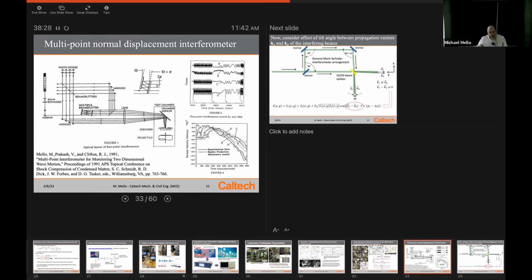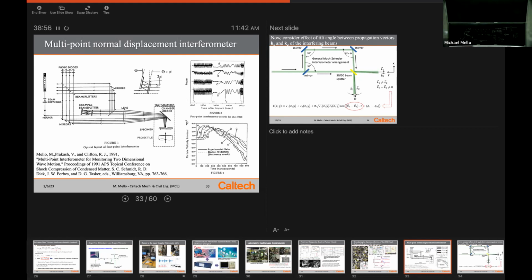I'm going to shift gears now. This is a more traditional two-beam interferometer, but in this case, 4 beams were created from one so that 4 points could be probed simultaneously on this specimen. So imagine going through this little multiple beam splitter device. The 4 beams pass through the left side of the lens. They're focused on the specimen. They reflect. They come out the other side of the lens.